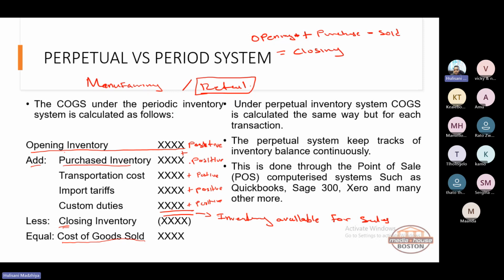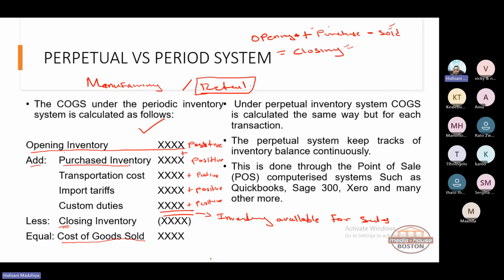So if you are using periodic, this will be the method. If you're using perpetual, this will be the method, because your opening inventory plus purchases, every time you sold something, it's going to calculate the closing.